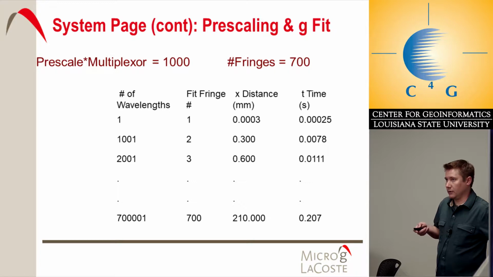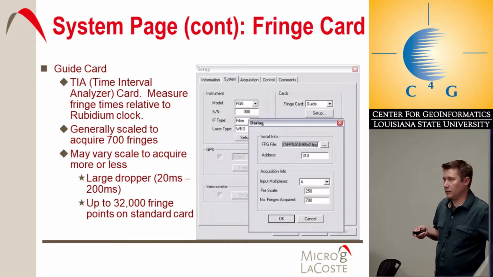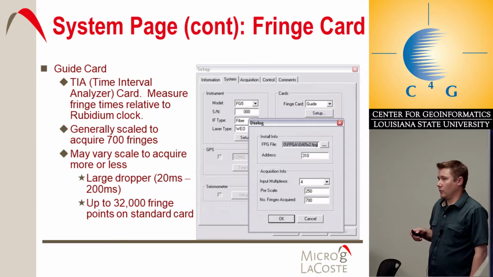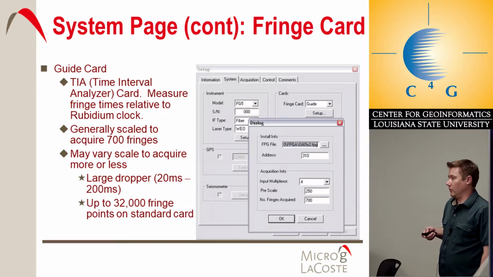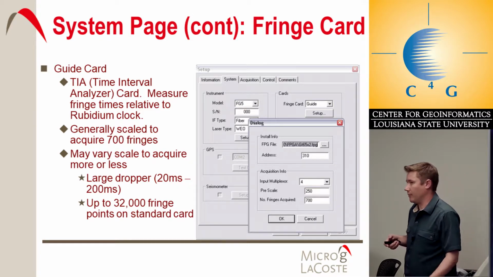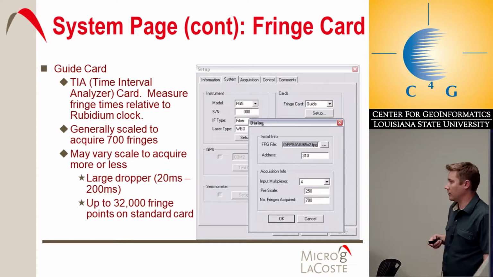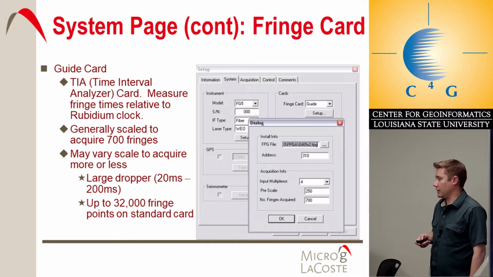You can also set your fringes in this window. On the System tab, if you click on Setup, you'll get a dialog that pops up, and you can change your prescale and the total number of fringes that get acquired. We suggest these standard numbers here, and most likely those don't need to be changed. We wouldn't suggest changing those numbers at all.